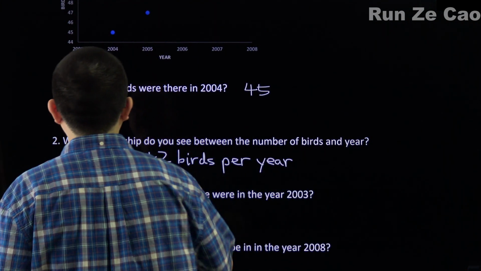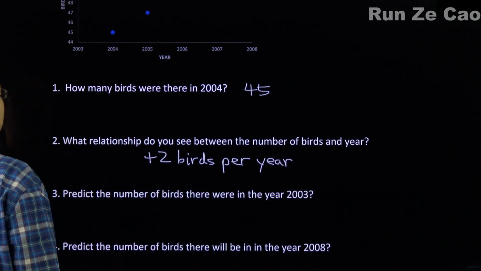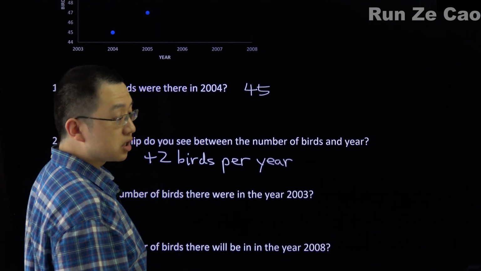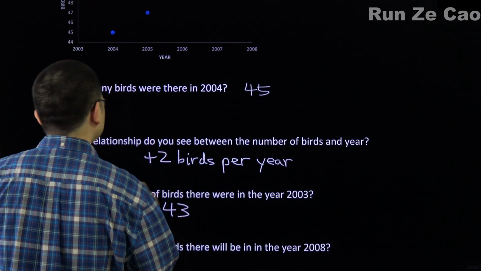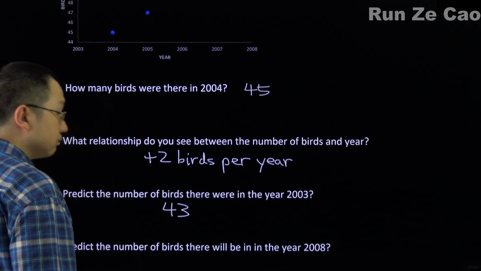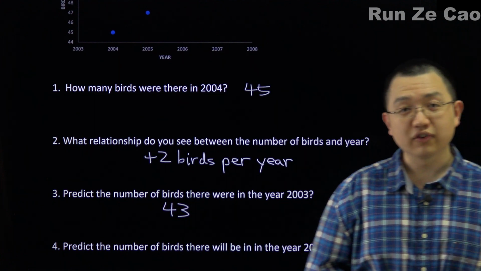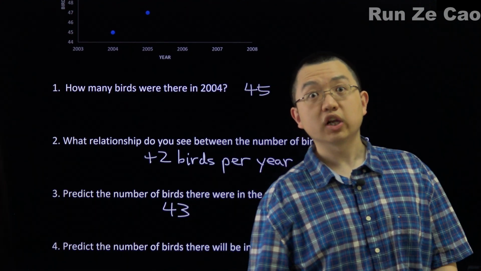Well, if the plus 2 per year trend could be extrapolated backwards, by 1 year that's reasonable to extrapolate backwards, so we'd expect there to be 43. But of course, if you try to extrapolate backwards a lot of years, you will find yourself with a negative number of birds, which is completely ridiculous.